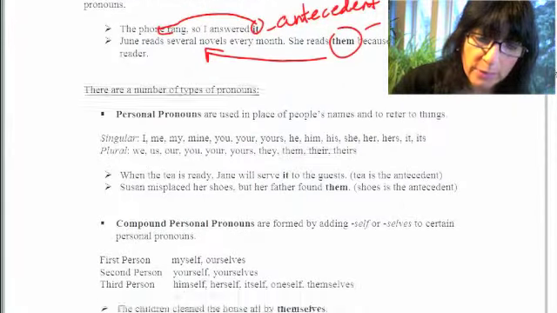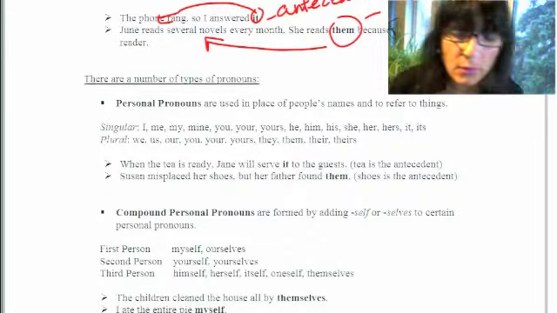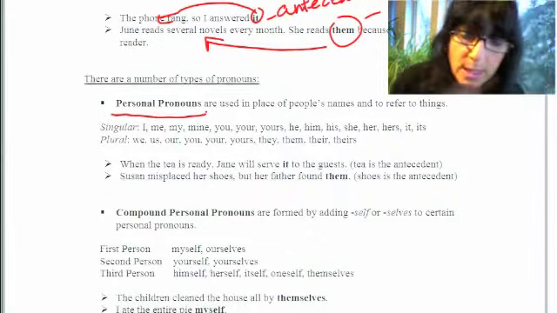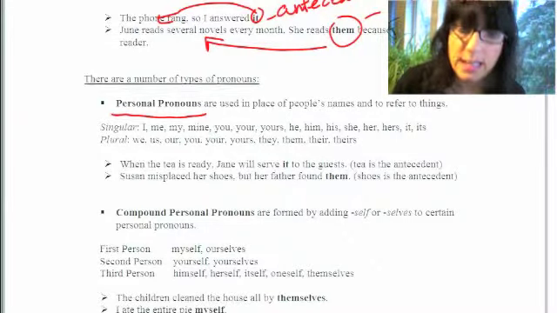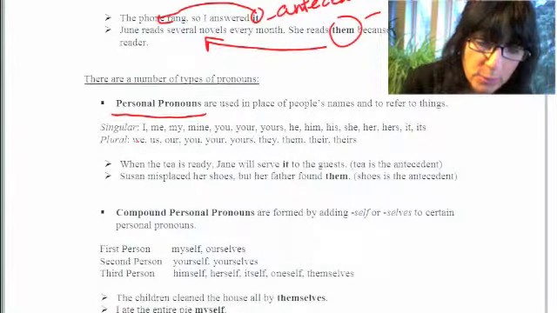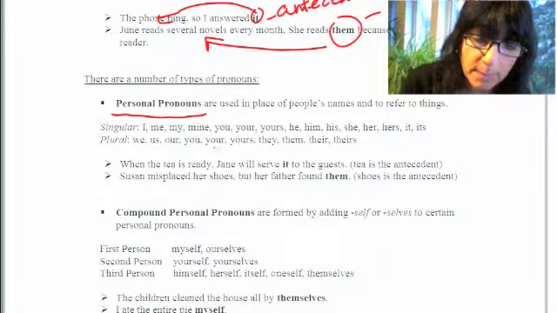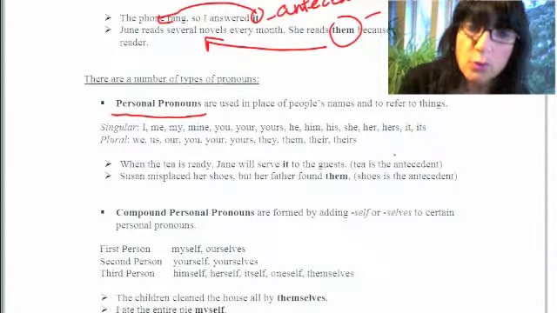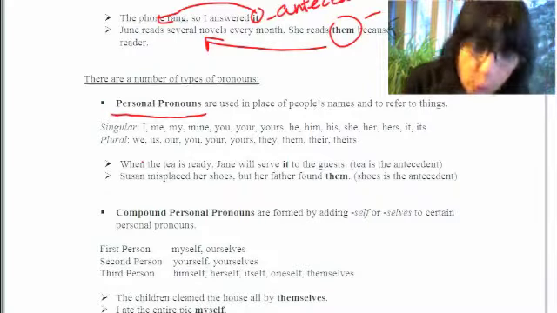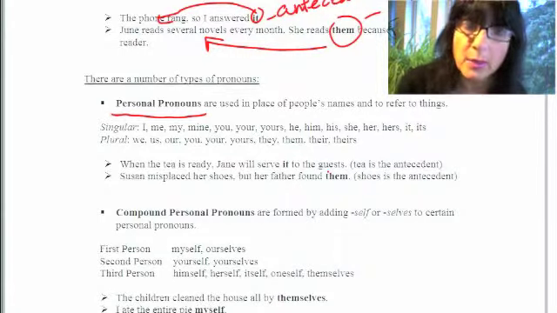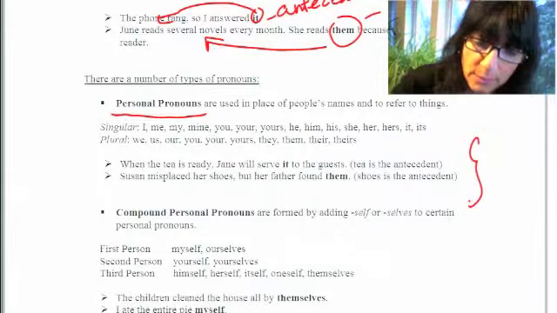So let's now look at the different types of pronouns, because there are a lot of different varieties of pronouns. One is called personal pronouns. They're used in place of people's names and to refer to things. And I've given you a list of singular personal pronouns are I, me, my, mine, you, your, yours, he, him, his, she, her, hers, it, and its. And then there are plural personal pronouns, more than one, which are we, us, our, you, your, yours, they, them, their, and theirs. So let's look at a couple of examples.